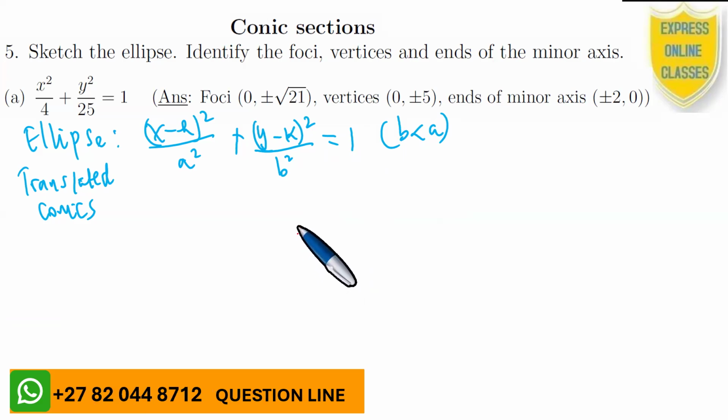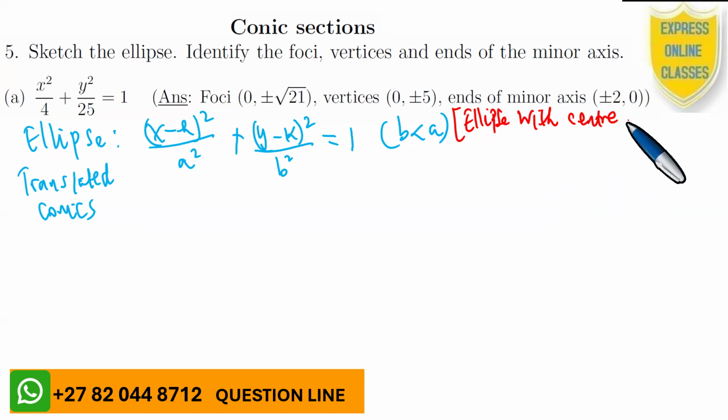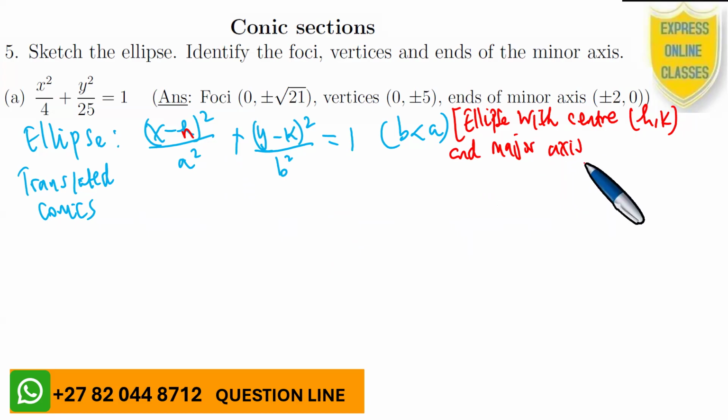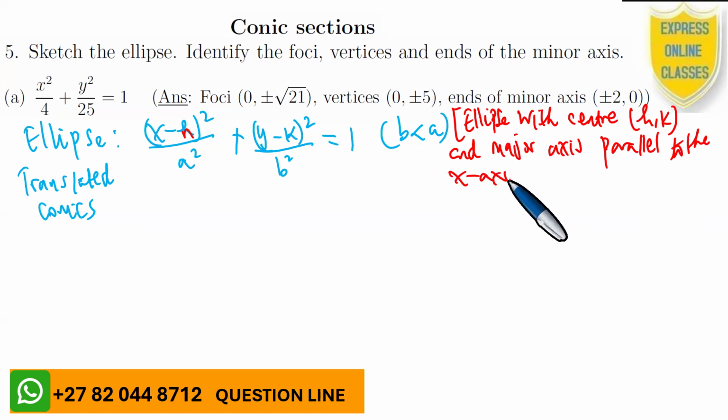this one is called the ellipse with center (h, k) and major axis parallel to the x-axis. Okay, so we have exactly that.